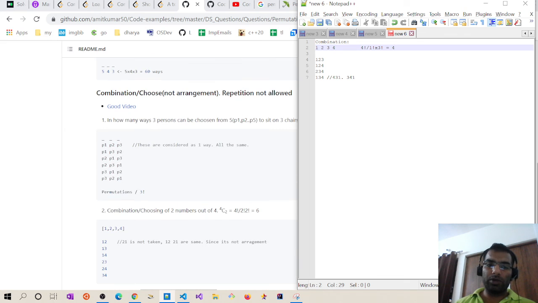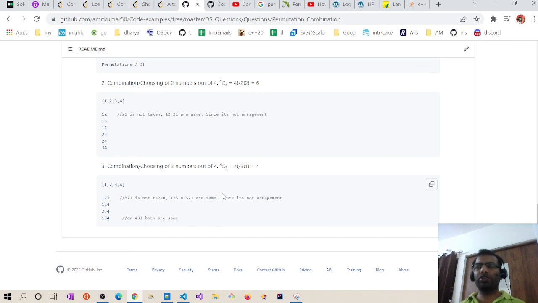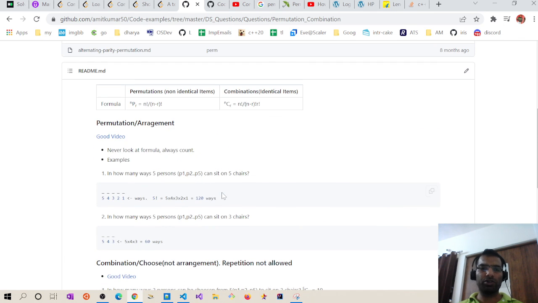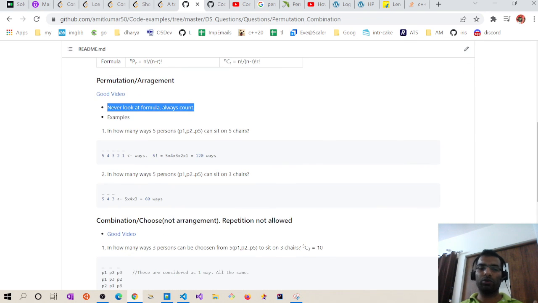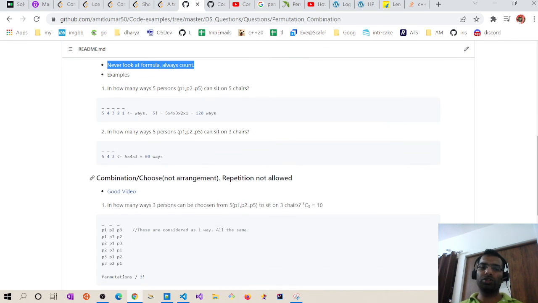I hope this clears the basic concept. But yes, permutation and combination is a bit of a tough topic. You have to think about it. Just remember that permutation is about arrangement. So whenever a question comes for permutation and combination, don't go directly to the formula. Always try to count it, because if you go to the formula, you'll always get confused. And combination is about choosing out of it.